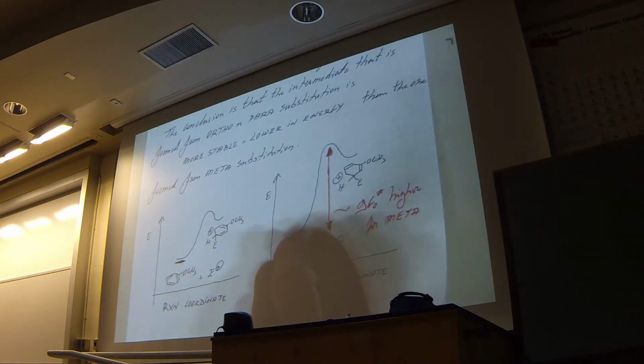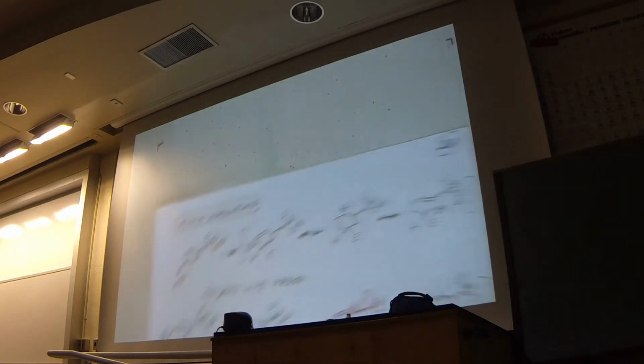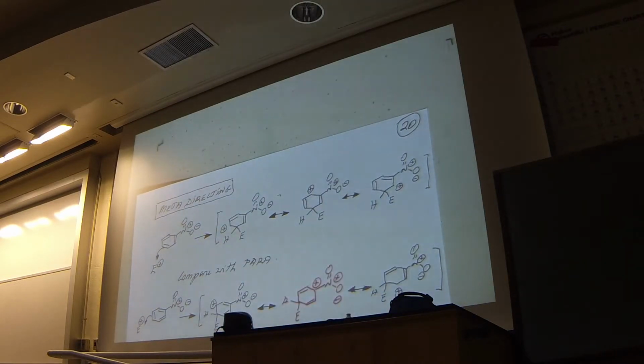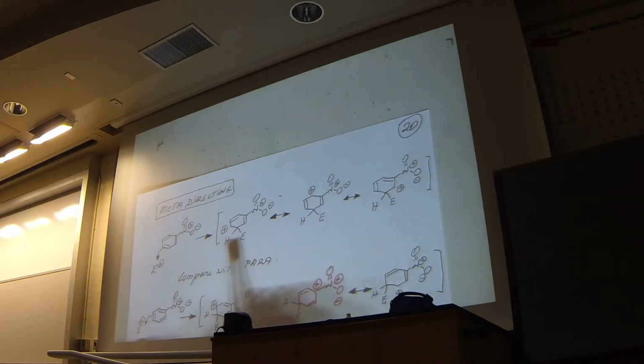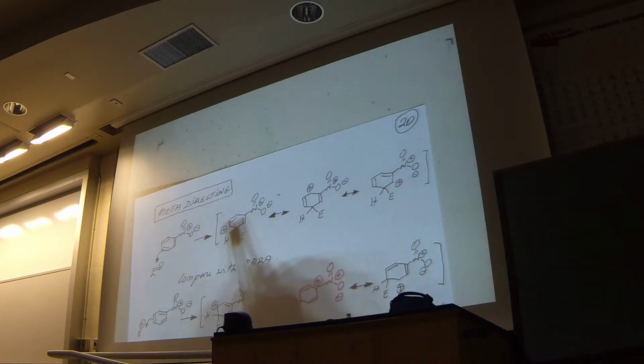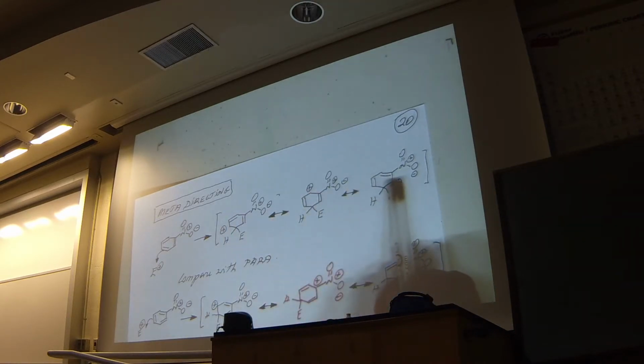So now the question is, well, okay, that's fine, maybe I believe that, but what about meta? Now we have to go through the same exercise, but with meta substitution, and see why it is that electron withdrawing groups don't direct ortho/para, but direct meta. So let's try that. The electron withdrawing group we're going to pick is the one that everyone likes to use, nitro, and we're going to show meta substitution. Meta substitution results in these three resonance structures: positive charge here, positive charge there, positive charge here.